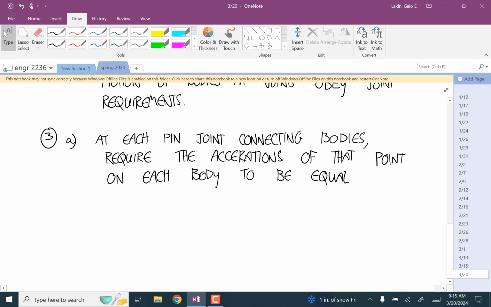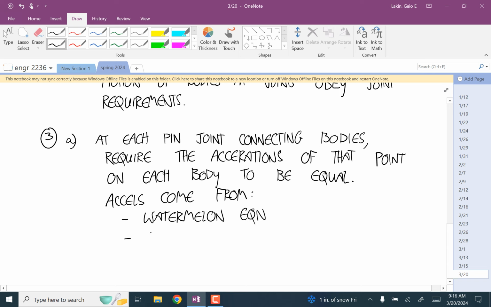These accelerations, like, what do they come from? Well, you've done this kind of stuff before. They come from the watermelon equation, and relative motion.